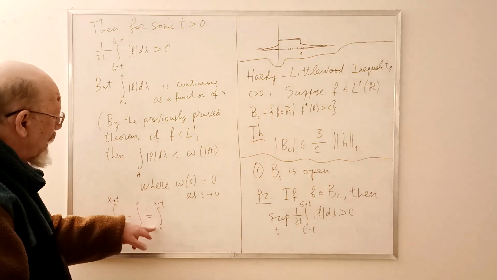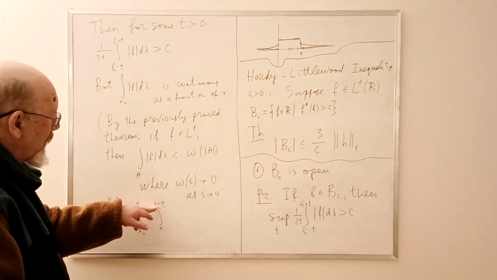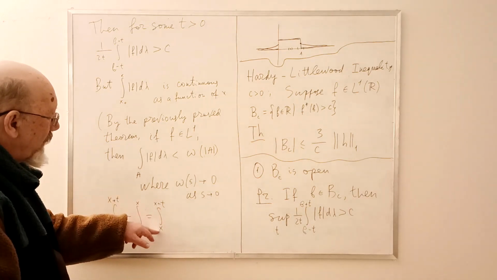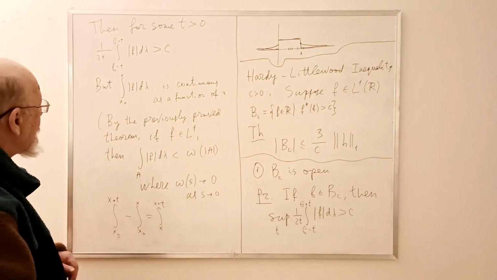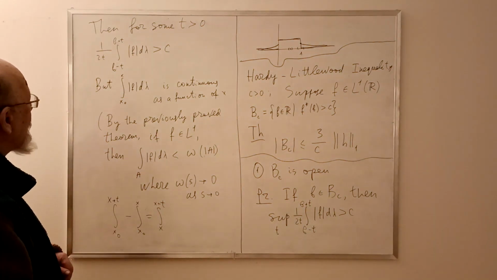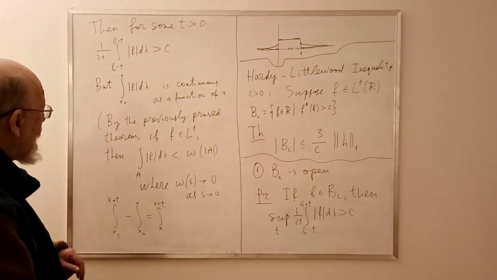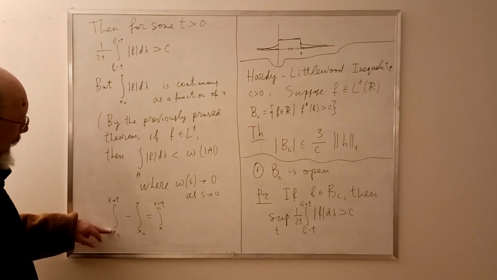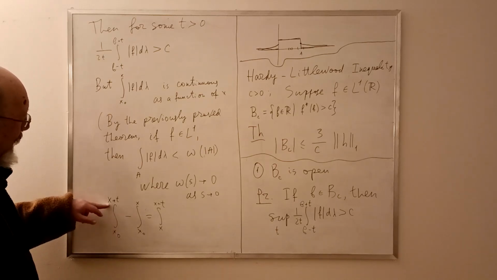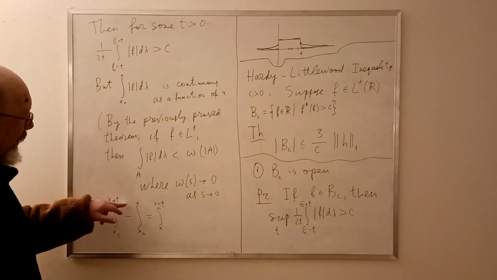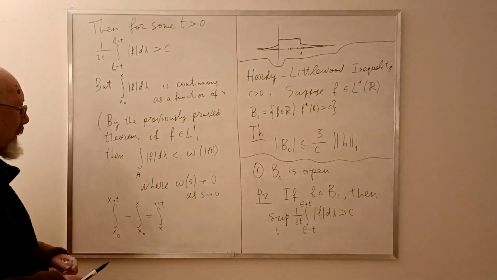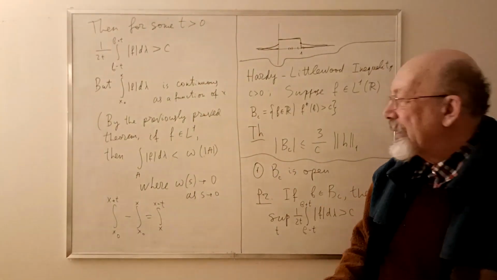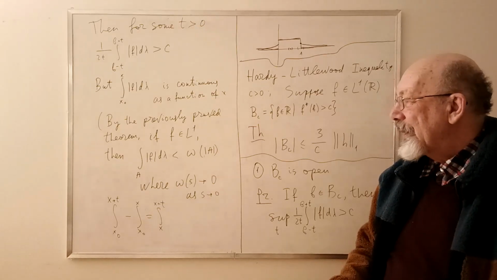Yes, this integral goes to 0 when t goes to 0, because the measure of this domain of integration from x to x plus t goes to 0. This means that the value of this definite integral from x plus t to x, this difference, goes to 0. So this integral, as a function of the upper limit, is continuous.